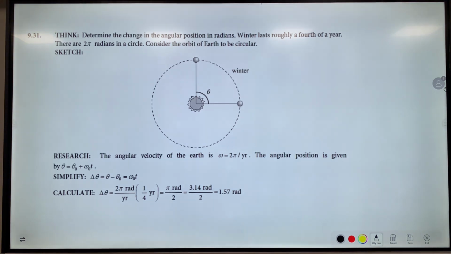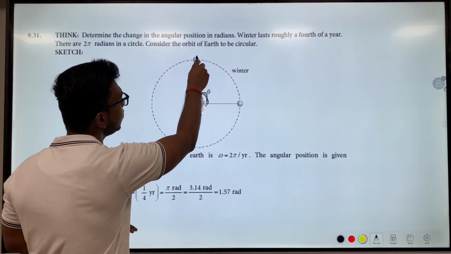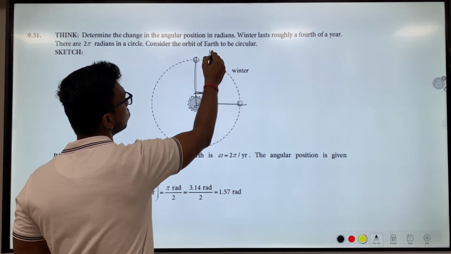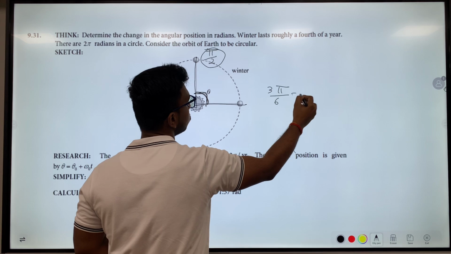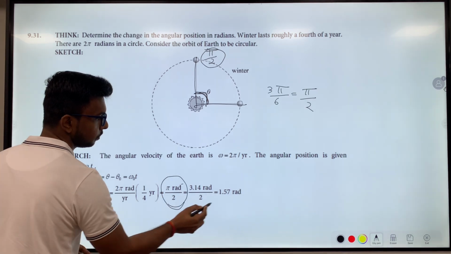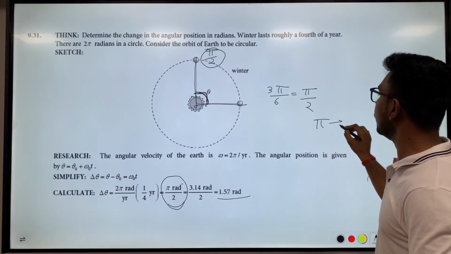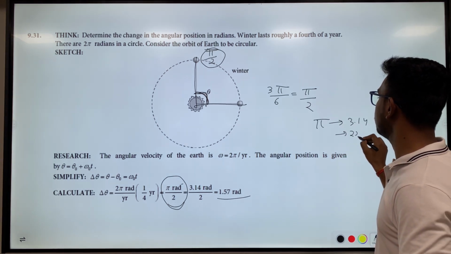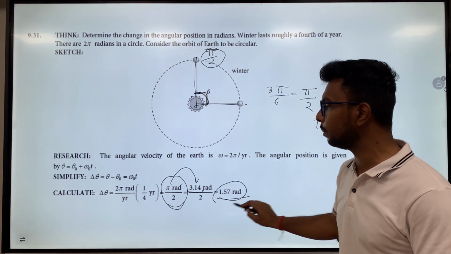Determine the change in the angular position in radians. Winter lasts roughly a fourth of a year. There are 2 pi radians in a circle. Consider the orbit of Earth to be circular. I have to find this. This is 90 degrees. That's pi by 2. Or I can say 3 times pi by 6, which is pi by 2. Generally, we leave the answers in pi, but sometimes they would change pi to 3.14 or 22 by 7. That's also alright. So here they have changed pi to 3.14 divided by 2, and we get 1.57 radians.